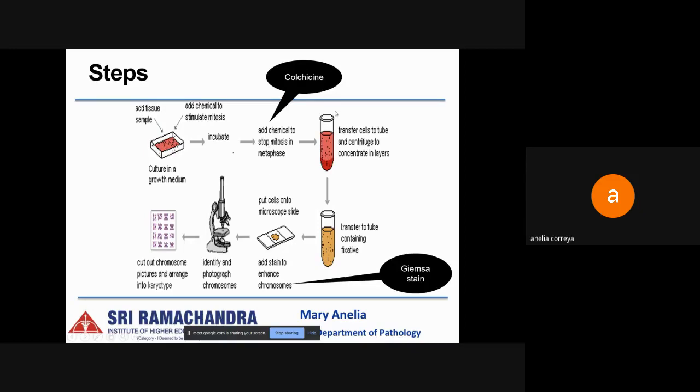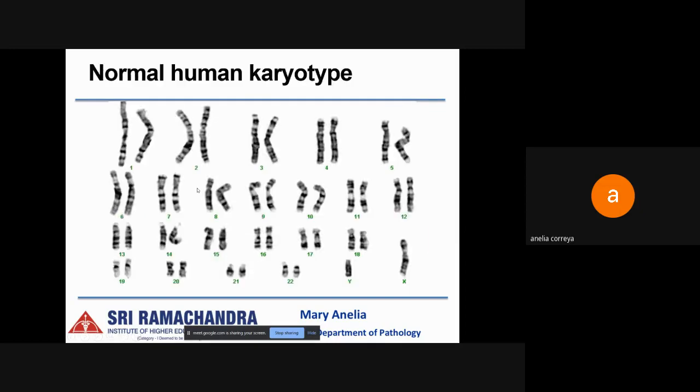These cells are then transferred into a tube and centrifuged to concentrate them, and then transferred to a fixative. Then these cells are added to a slide and we stain, the Giemsa stain being most commonly used. We then identify the chromosomes under a microscope and arrange them according to the karyotype. So this is a normal human karyotype in which we're able to see the 22 autosomes and 2 sex chromosomes.